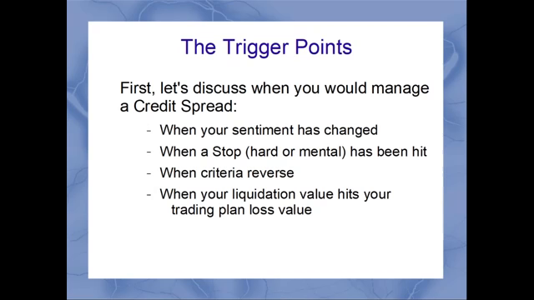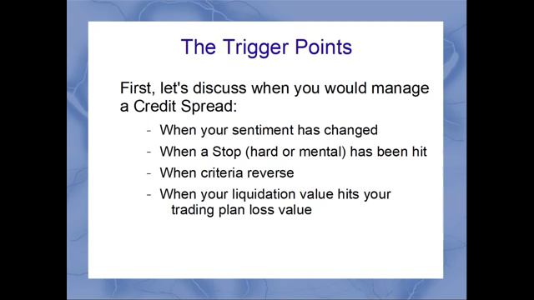When you open a bull-put spread, you probably look specifically for some stock criteria, whether it's EMA, stochastics, Bollinger Bands, MACD, what have you. Well, when one of those criteria reverses, moves from bullish to bearish, that might be the trigger point for you. Of course, you may also use the straight liquidation point of the spread.